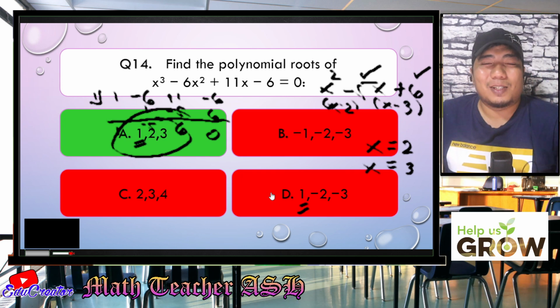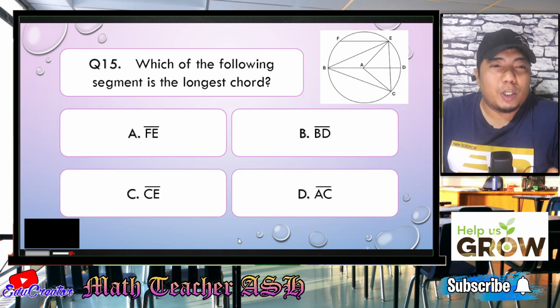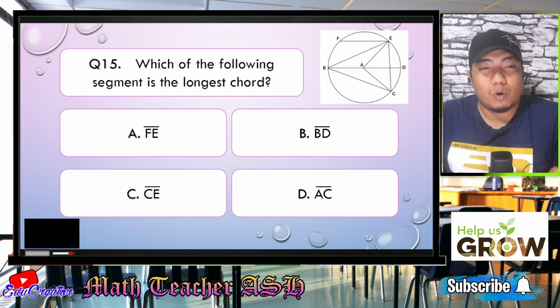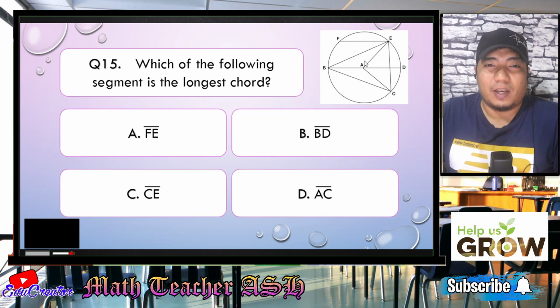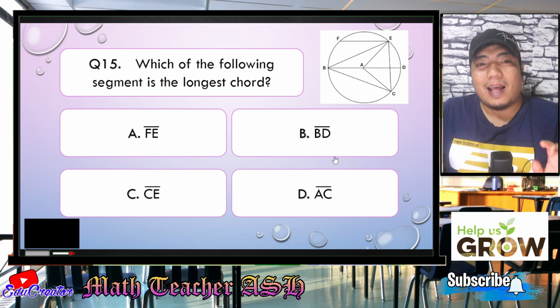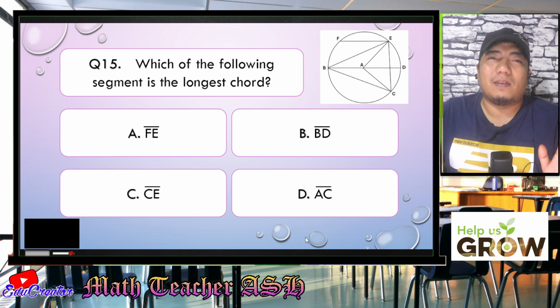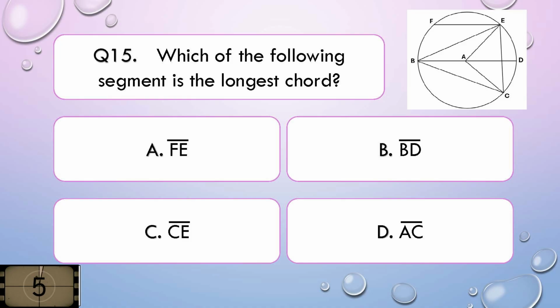Now, let us go to question number 15. Which of the following segments is the longest chord? So this is the figure. Is it A, line segment FE, B, line segment BD, C, line segment CE, or D, line segment AC? I'll give you 5 seconds to think about your answer.